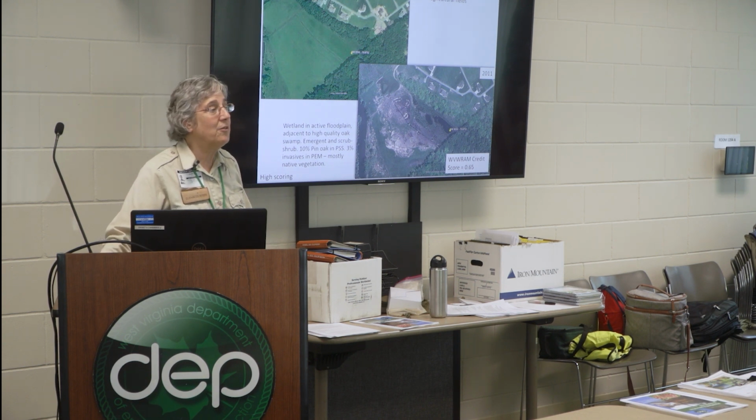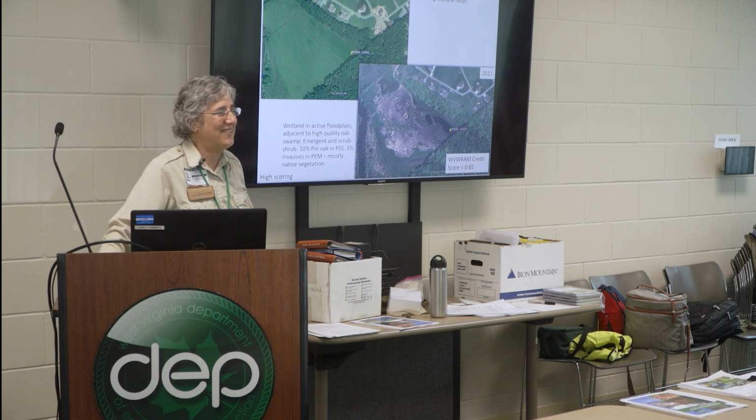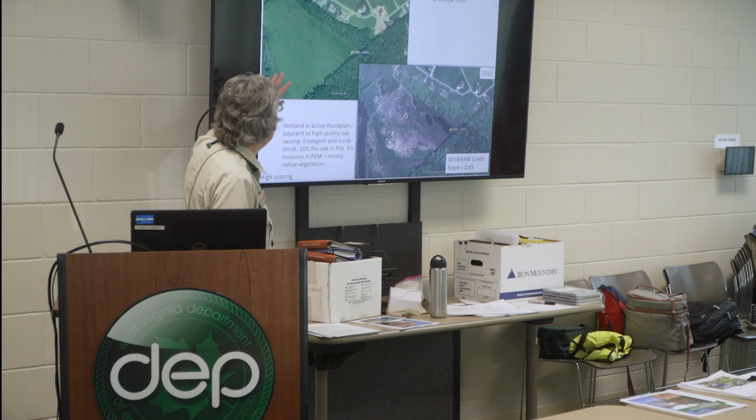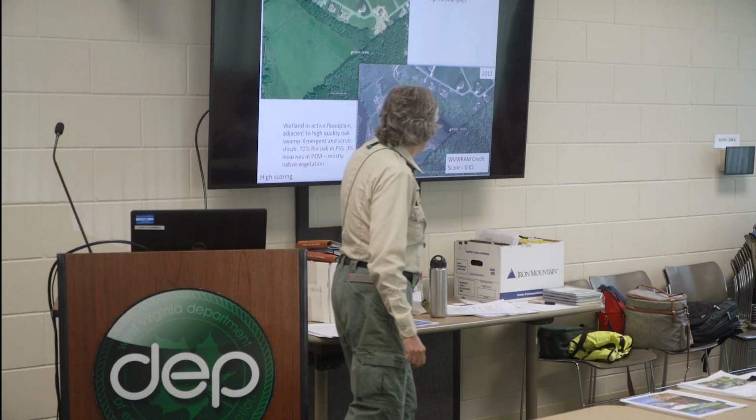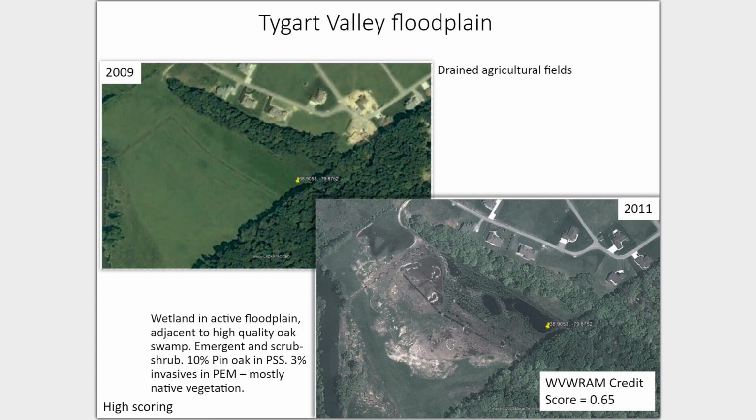It's part of the Tigert River floodplain, and the Tigert's one of the few undammed rivers in our state, so it does flood. It has rather large floods. It was just a drained agricultural field. This is 2009. By 2011, you can see that the little wiggly channel, the ditch, has been turned into a wiggly channel. Lots of depressions added. This was already in an active floodplain.